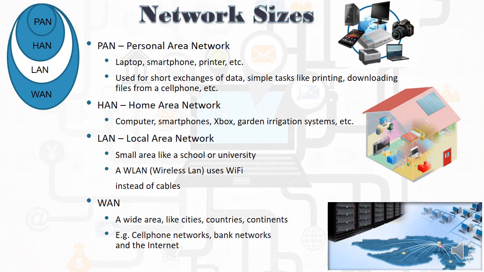A LAN is a local area network. This is a small area like a school or a university. A WLAN is a wireless LAN, and this uses Wi-Fi instead of cables. Then you get a WAN, which is a wide area network like a city, a country, or a continent.